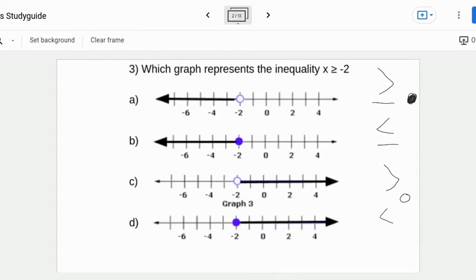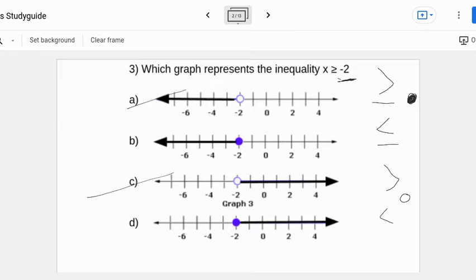So the first thing I need to look at is my number. It's at -2. And if I look at A, B, C, and D, all the dots are at -2. So we're okay there. The next thing we need to look at is open or closed. And in this case, it's an equal to. So it's a closed circle. So it can't be A and it can't be C.